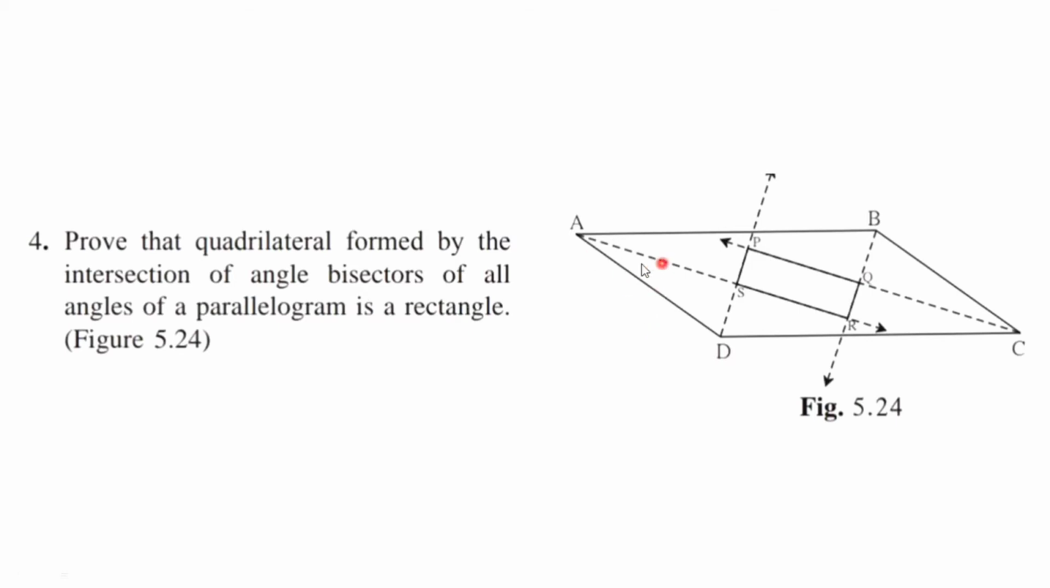So the diagram is given. In the diagram, quadrilateral ABCD is a parallelogram and AS and CR are the angle bisectors of angle A and C respectively. Similarly, ray DP and ray BR are angle bisectors of angles D and B respectively. And we have to prove that the quadrilateral so formed, that is PQRS, is a rectangle.